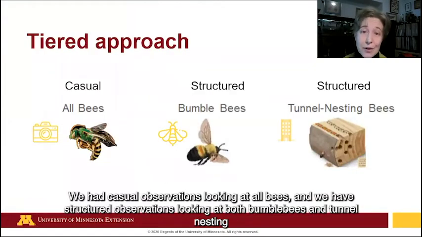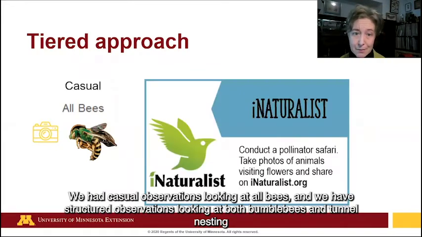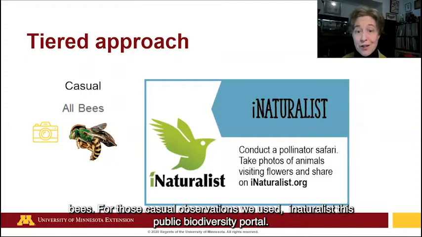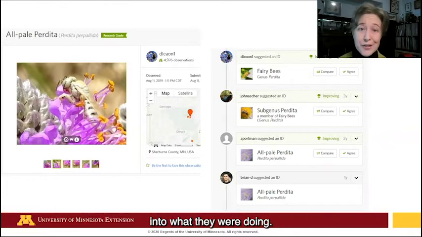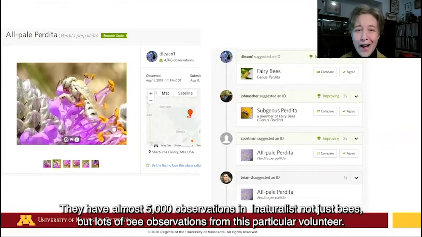We had casual observations looking at all bees, and we had structured observations looking at both bumblebees and tunnel nesting bees. For those casual observations, we used iNaturalist, this public biodiversity portal. Here is an example of an observation that was submitted by one of our Bee Atlas volunteers who got really into what they were doing. They have almost 5,000 observations in iNaturalist, not just bees, but lots of bee observations from this particular volunteer.